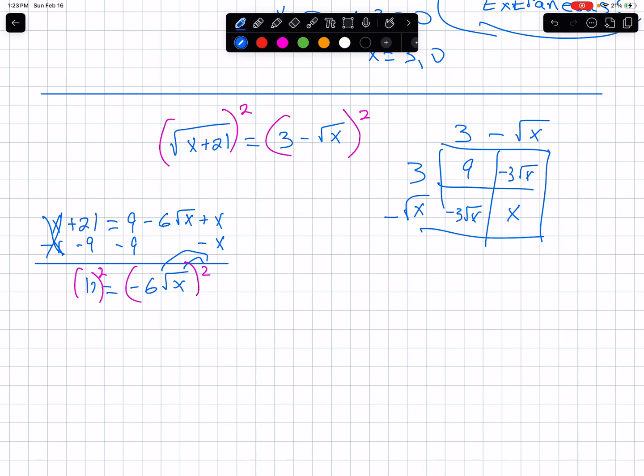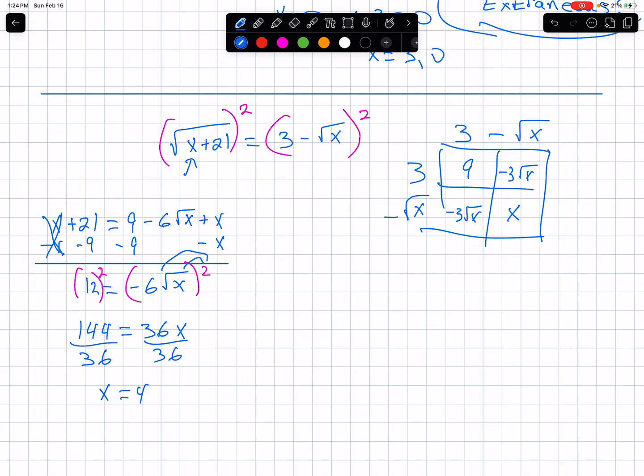So this is 12 because that would cancel. 144, and then 36x equals 36. So 144 divided by 36, that's a good number. I think you get 4. So x equals 4. It makes more sense if you get an answer like that. And then we check. The square root of 4 plus 21 is 25, and that's 5. It equals 3 minus the square root of 4, which is 2. So 3 minus 2 is 1, and 5 doesn't equal 1, so it doesn't work.